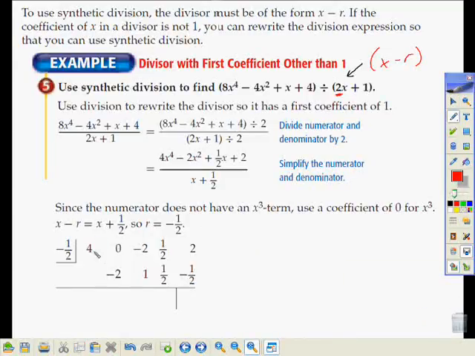So that when we set up the synthetic division, we're going to get this. So I would bring down the 4. I multiply, which would give me a negative 2. I add again. I multiply, which will give me positive 1. Add again. We multiply, we get positive 1/2. We add those, that gives me 1. Multiply, I get negative 1/2 again. Now I'm going to get a remainder here, and that's going to be 3/2.